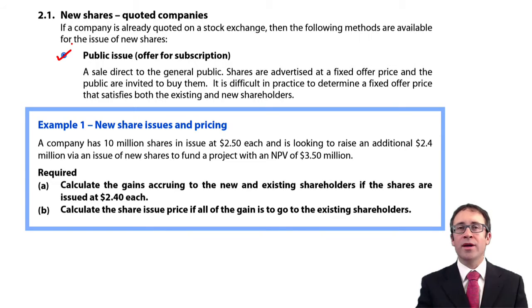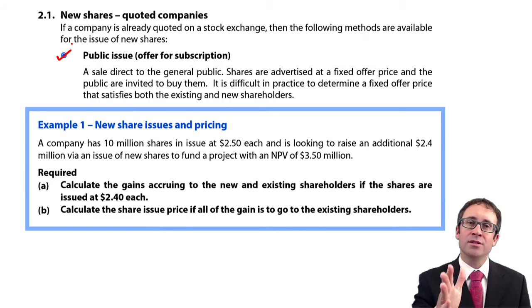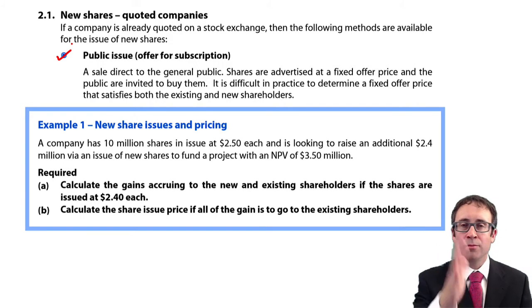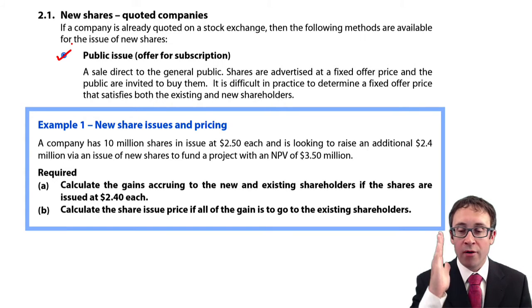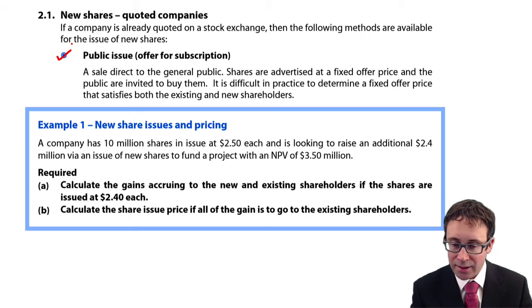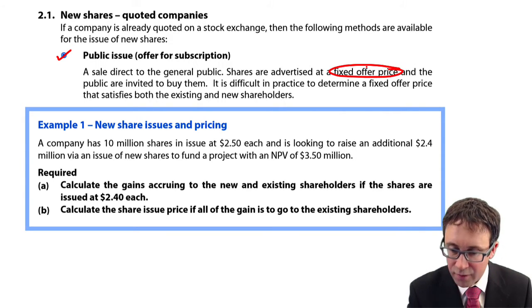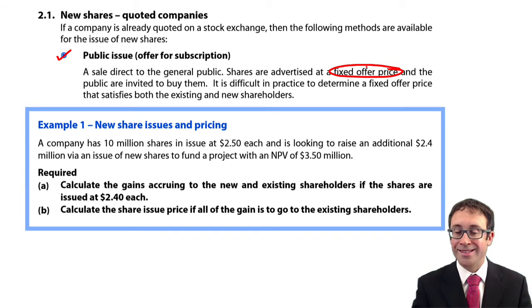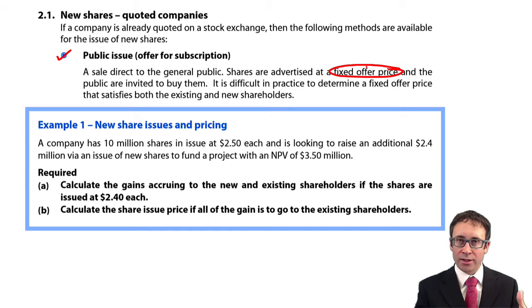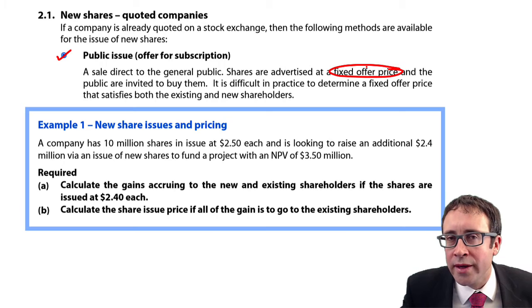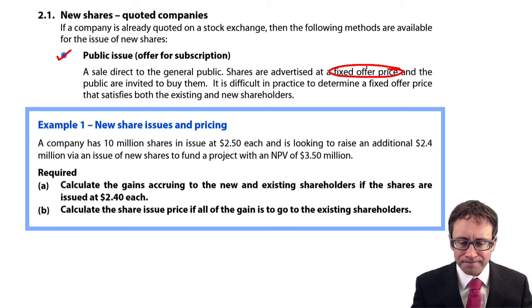So, quick recap. A new issue of shares, nice and simple. You issue it as a public issue to new shareholders for a fixed price, a fixed offer price. However, it is difficult in practice to determine that offer price. Shall we work it through with the example and show you why and how?